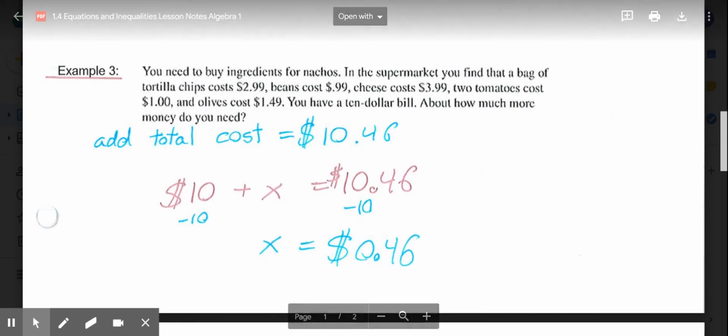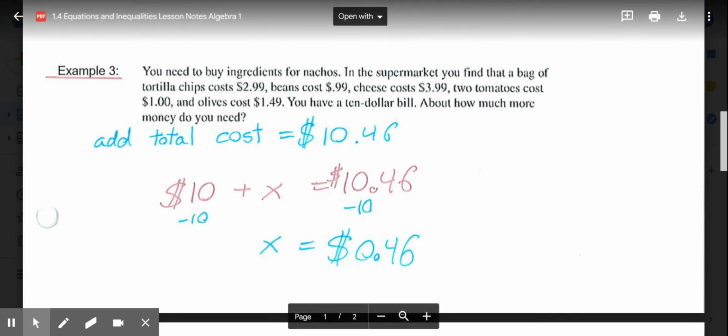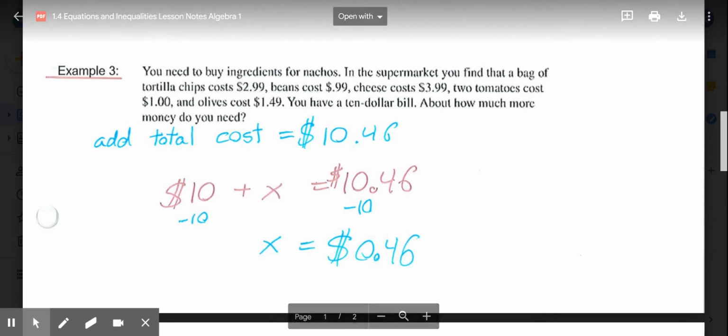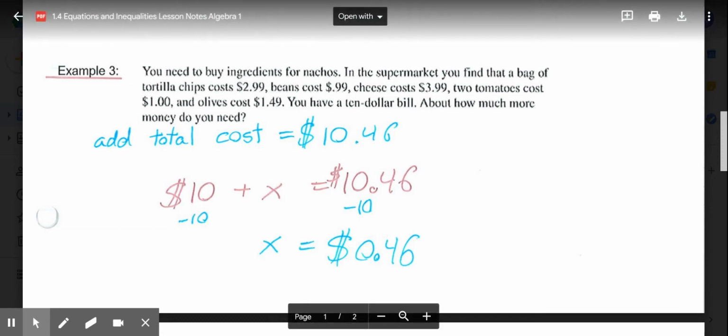Now, example 3 is a word problem showing how we can set up a simple equation to find our missing information. The scenario is that you need to buy ingredients for nachos. In the supermarket, you find that the bag of tortilla chips is $2.99, beans are 99 cents, cheese is $3.99, 2 tomatoes are $1, and olives are $1.49. In this scenario, we have a $10 bill. About how much more money do we need?